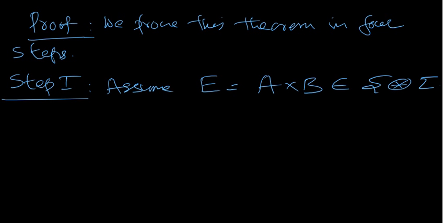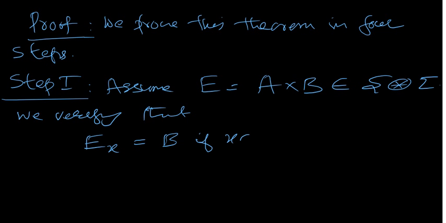Now what's E x? First we verify that our E x, which we need to show is measurable. E x is equal to B if x is in A, and this is the empty set if x is not in A. So this E x is B if x is in A. That we have to verify first.